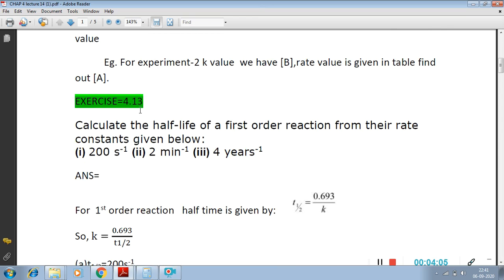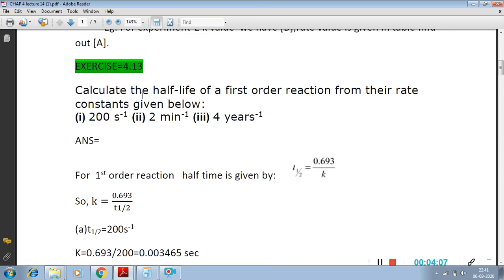Exercise question number 4.13. Now the question is like this: calculate the half-life of a first order reaction from the first order rate constants given below. So in the question the rate constant is given to you. You can see different rate constants are there. Now we have to calculate the half-life here. Half-life we want to calculate.